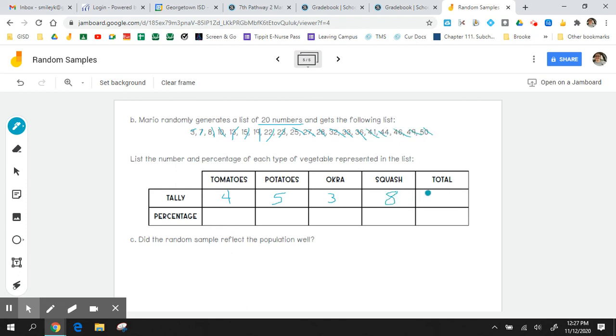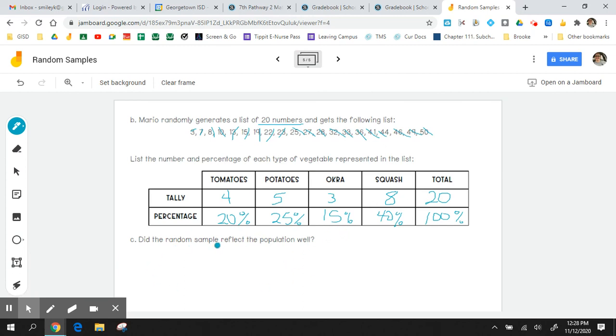If we had a total, we already said earlier and we underlined it, there's 20 numbers. So we again want to get to 100%. So 20 times what gets you to 100%? And it's times 5. So 4 times 5, 5 times 5, 3 times 5, and 8 times 5. And be sure to go back and put your percent signs. Alrighty, so I went back and I put my percent signs in.